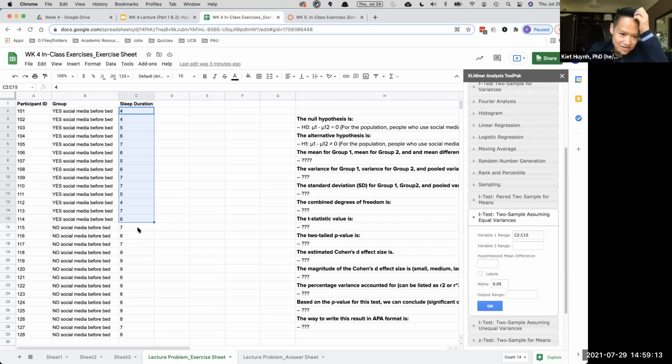Okay, now we have to highlight the values for the second group here, then click on the box, and then it puts in those values for us. Remember, we leave this blank, we leave this alone. For the output range, we want to tell Google where we want to put the output. So I'll click here because there's an empty space, click output range, and that's it. Then you click OK.